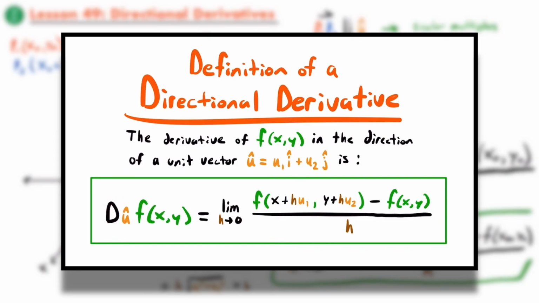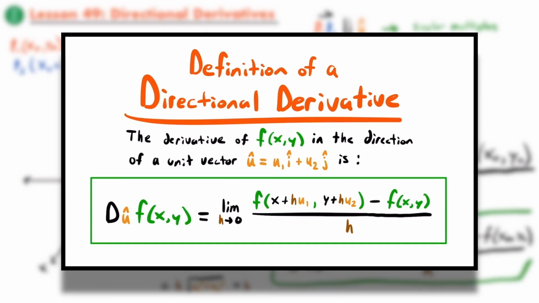We have capital D sub the unit vector u, or the way that I would read this is the derivative in the direction of u of f of xy is equal to the limit as h approaches 0 of f of x plus h times u1, y plus h times u2, minus f of xy, all divided by h. All right, so just like we had a limit definition for a regular derivative in Calculus 1, we also have a limit definition for a directional derivative here in Calculus 3.